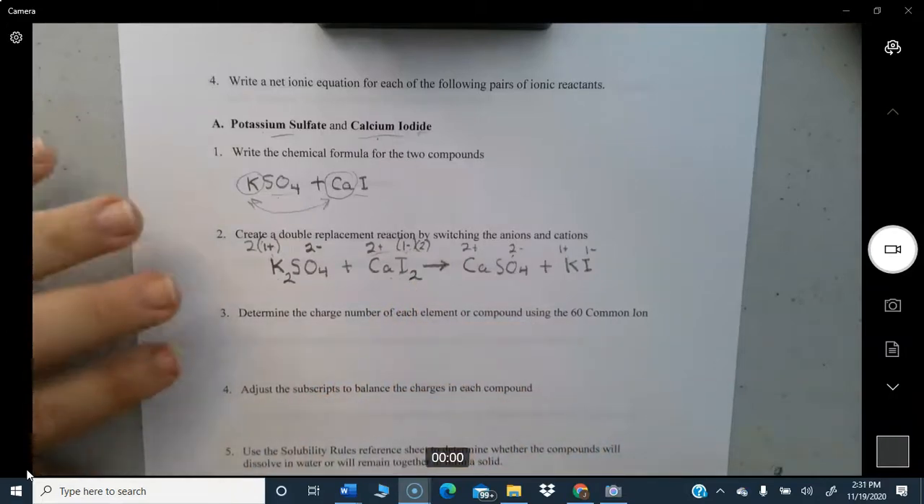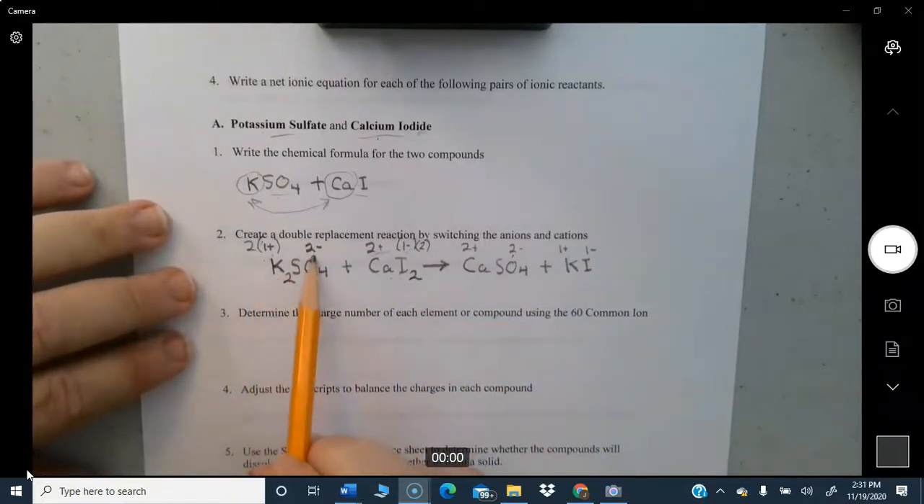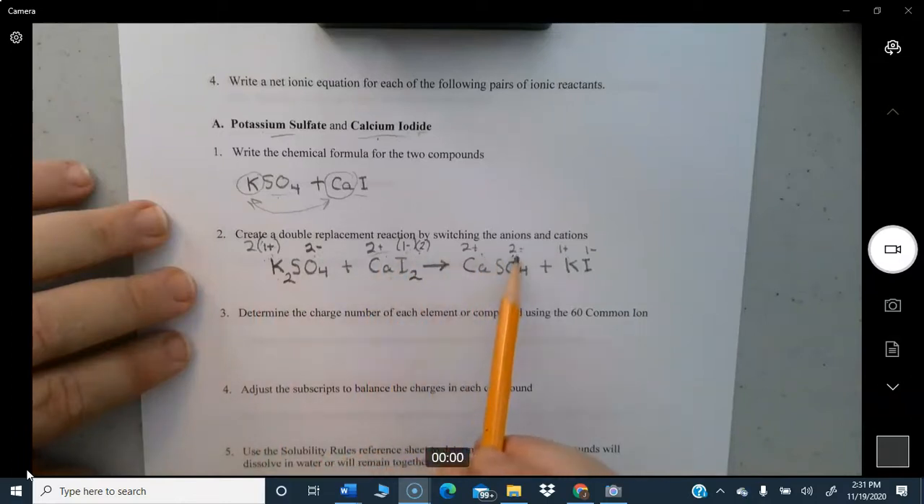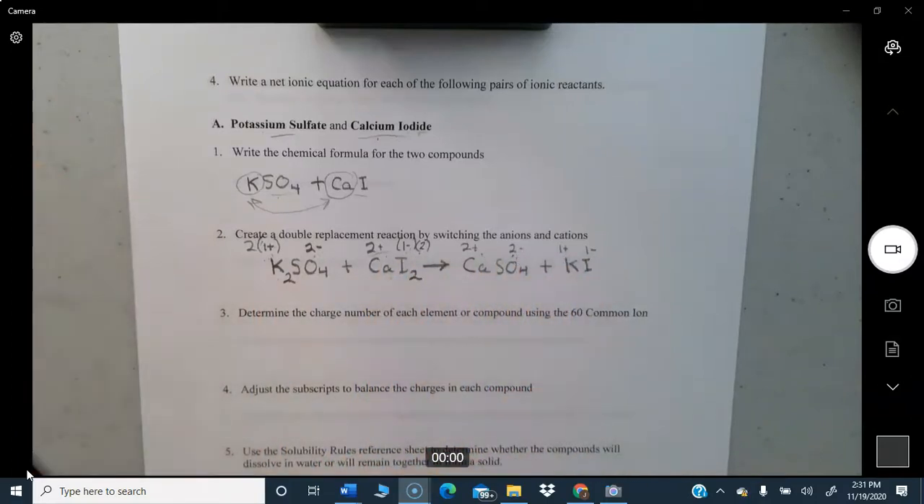Okay? So now everything is charge balanced. 2+, 2-, 2+, 2-, 2+, 2-, 1+, 1-. Okay, each of the compounds is charge balanced. So those are the subscripts that you needed to add.